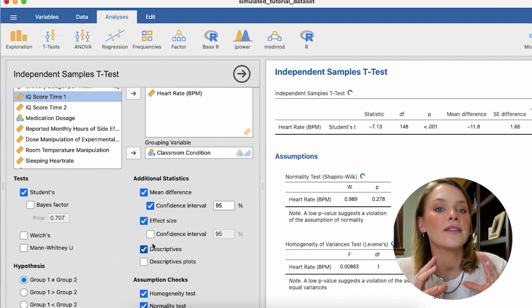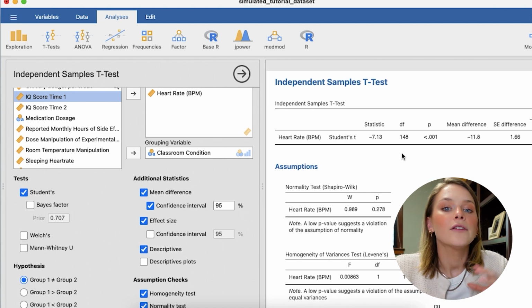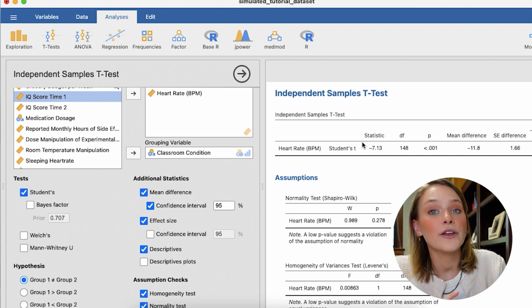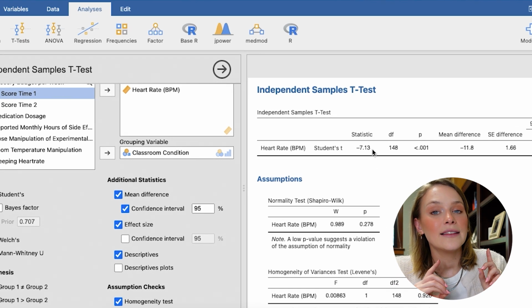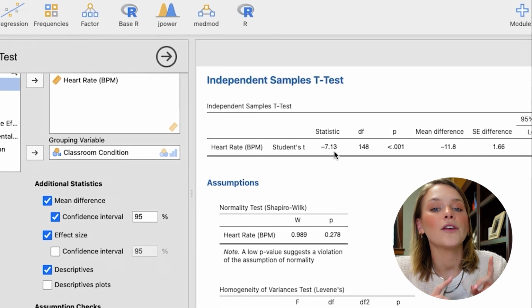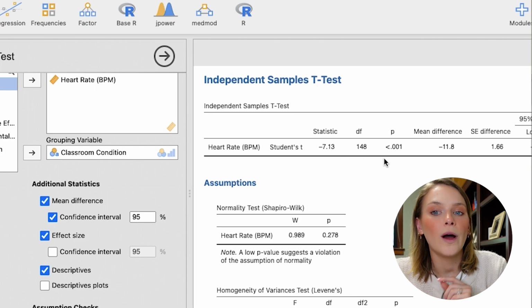First, let's start with the test statistic and the associated p-value. The test statistic that we have here is a value of t, and the results say that our t-value is -7.13.